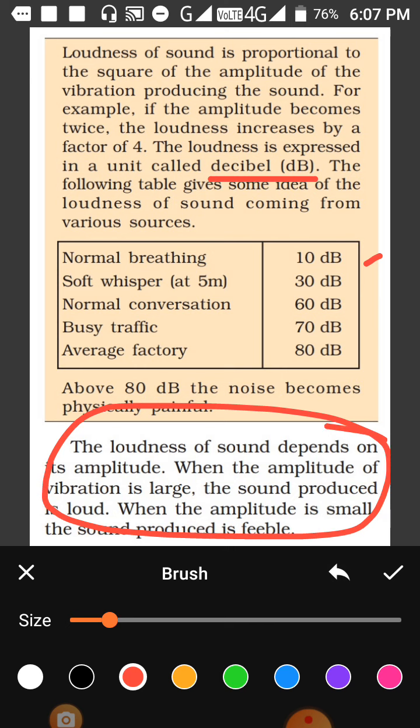The loudness of sound depends on the amplitude. When the amplitude of vibration is large, the sound produced is large. And when the amplitude is small, then the sound produced is feeble. It means if we hit an object softly, then it will produce a feeble or a weak sound. And when we hit it loudly, then it will produce a large sound. That is the relation between loudness and amplitude.